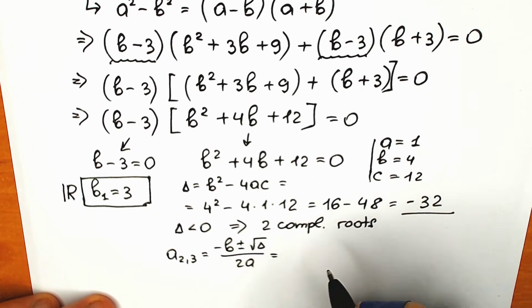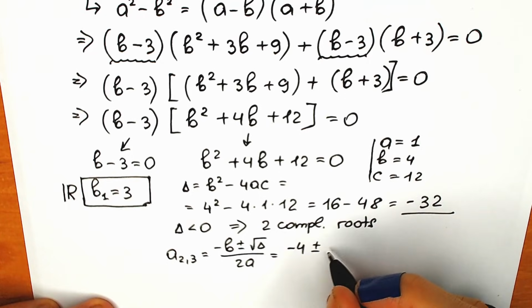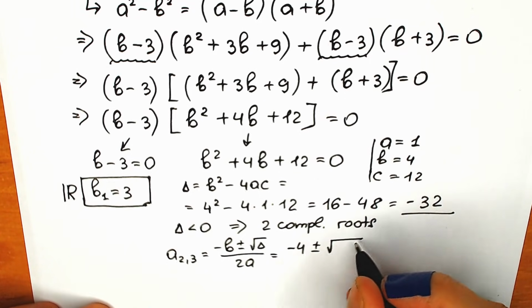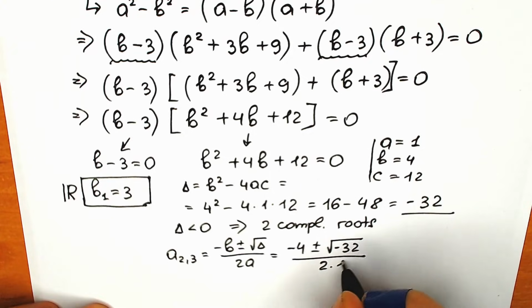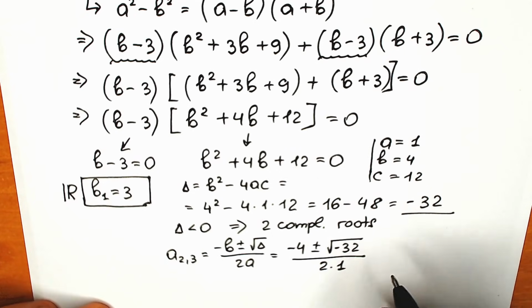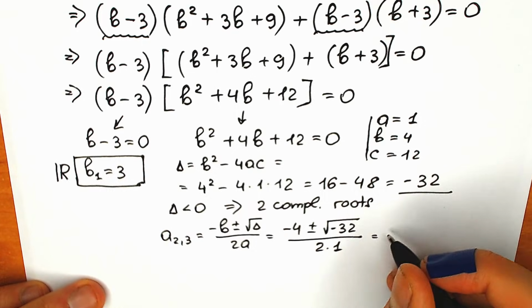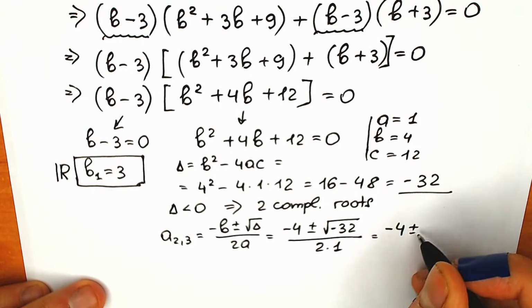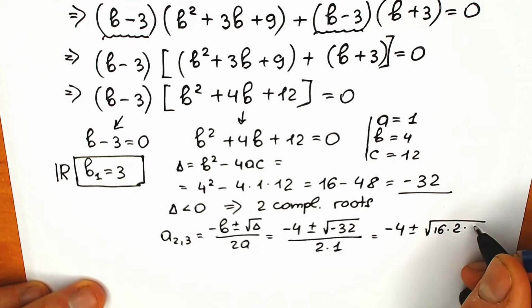We know everything, so minus b. We have minus 4 plus minus square root of the discriminant, square root of minus 32, and all over 2 times a, which is 1. Right now we can easily expand minus 32, so we can express it as a product. We can write it as 16 times 2 times minus 1. It helps us to simplify this expression. So minus 4 plus minus square root of 16 times 2 times minus 1.